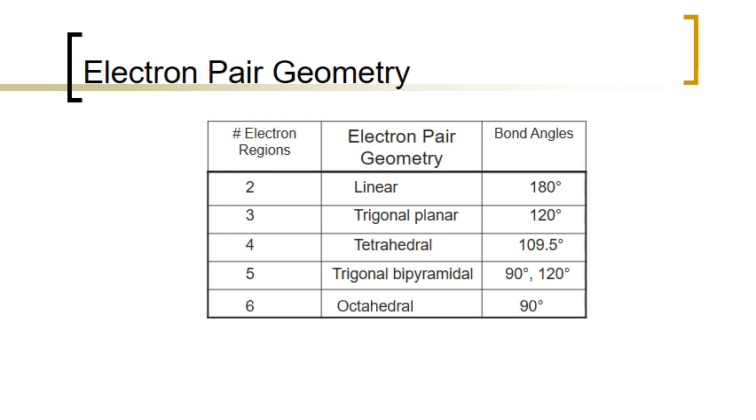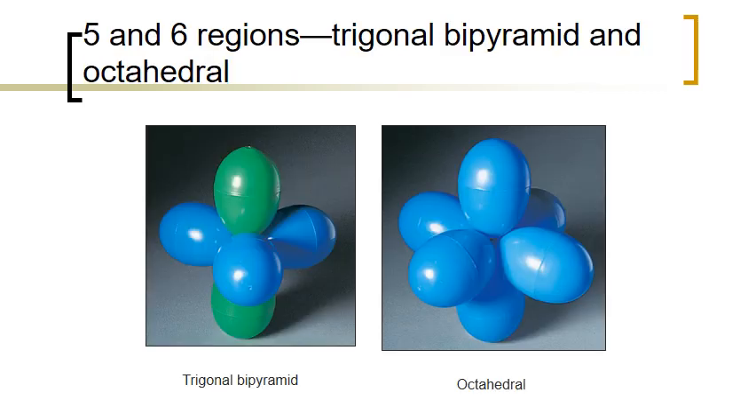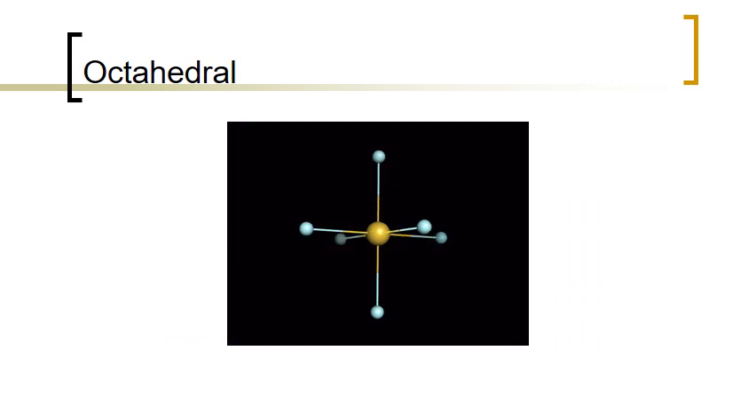Six electron regions is the octahedron. There's six regions around the central atom. It's called an octahedral because if you connected those lines, it would be an eight-sided solid. Here are pictures of both the trigonal bipyramid and the octahedron. Notice the three around the equator versus the four around the equator. There is our octahedral arrangement. All bond angles are 90 degrees with that.